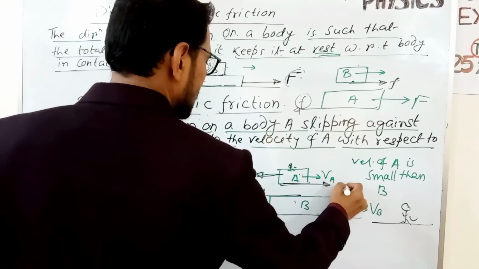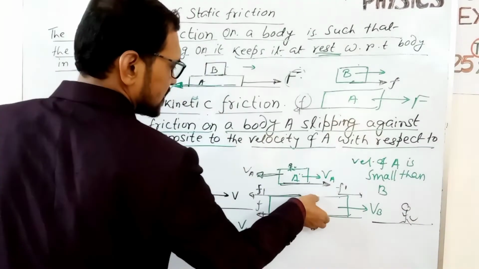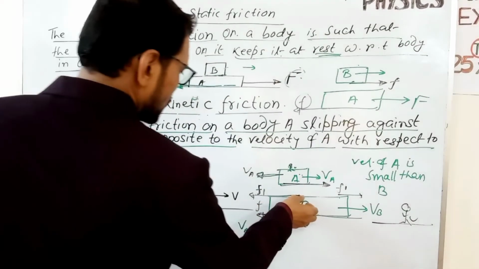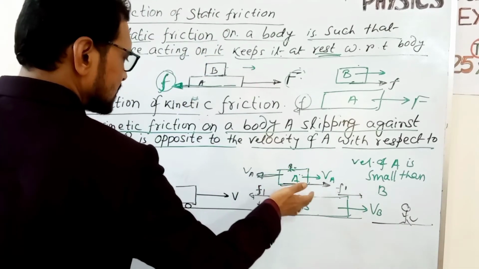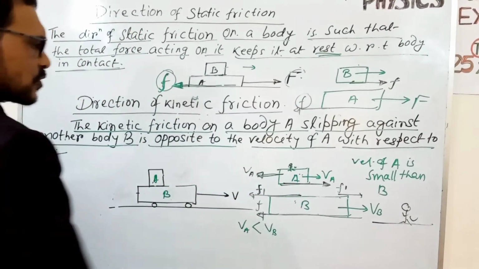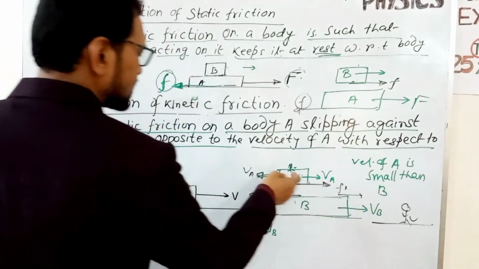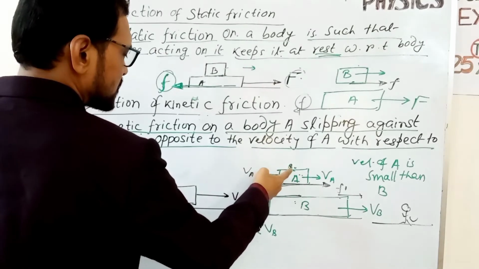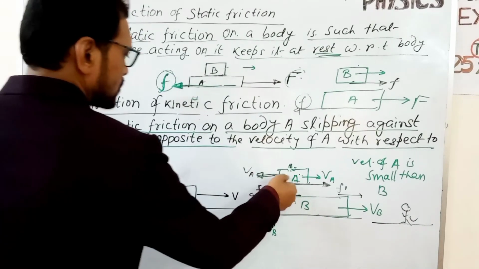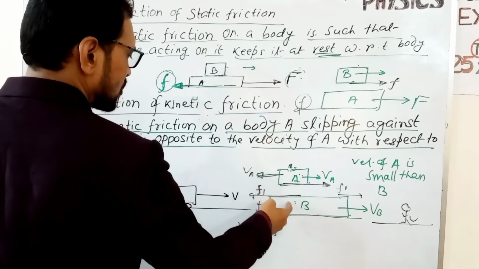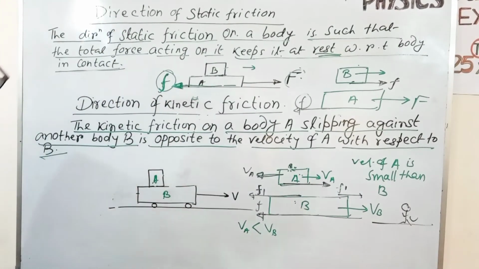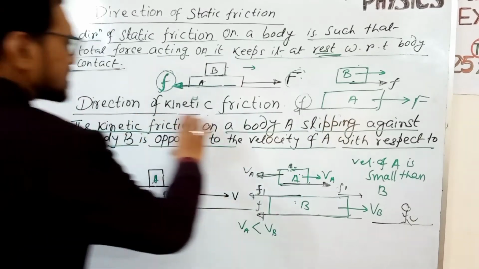So suppose this is F1, this also F1. This block moves in this direction with respect to A, so the friction force acts in this direction. So this is the law. When a body moves with a velocity with respect to another body, the friction force acts in the opposite direction of the velocity. From the ground, blocks A and B move in this direction, but if a man is on block A and observes, the velocity appears backward with respect to A. So the blocks are in contact, and the friction force acts in this direction. So this is the direction of kinetic friction. This is the law. You notice this statement and apply this theory.